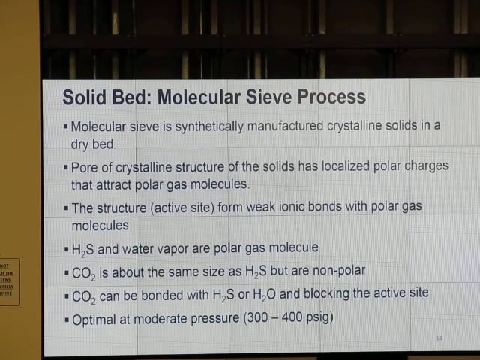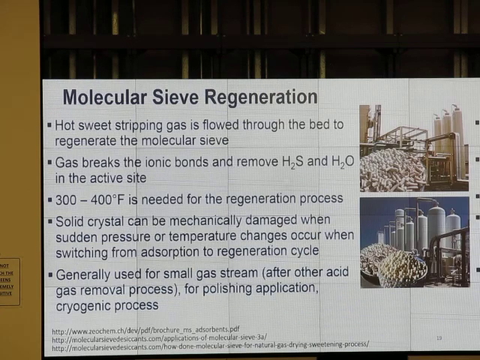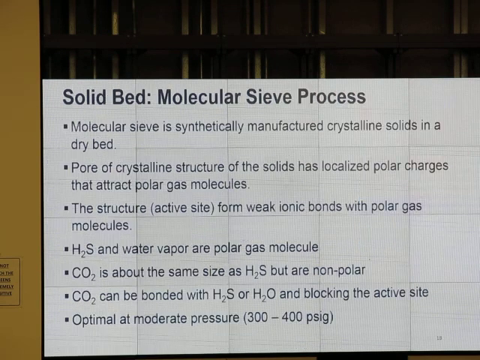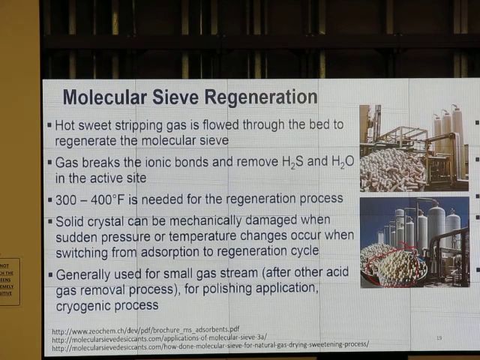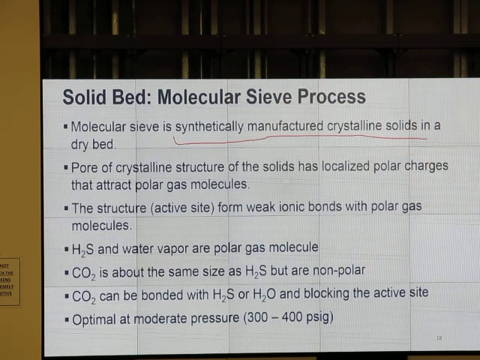Molecular sieve is somewhat different. Okay. Molecular sieve looks like this: some small circular things, very small. It's a synthetic crystalline solid in a dry bed. We put all these things into a vessel, flow gas through it, and it catches the acid gas. It can catch H2S and also water vapor.